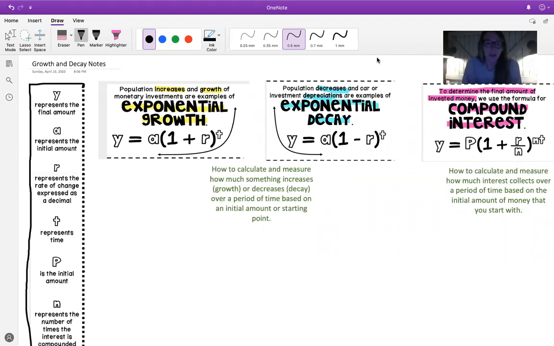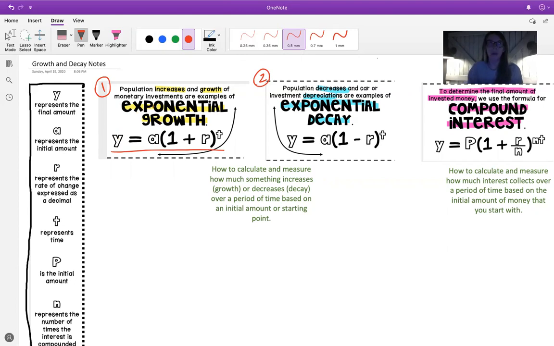Okay, so what we're going to be talking about today, we have these three different formulas right here. So the first one we have, you might want to pause the video and write these down. You have a formula that's describing an exponential growth.